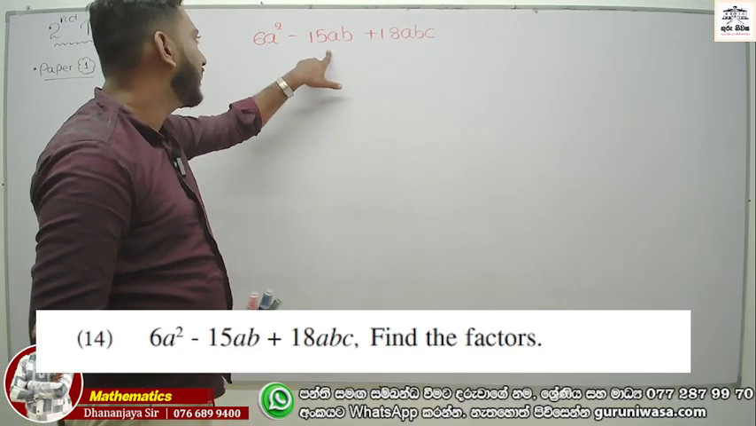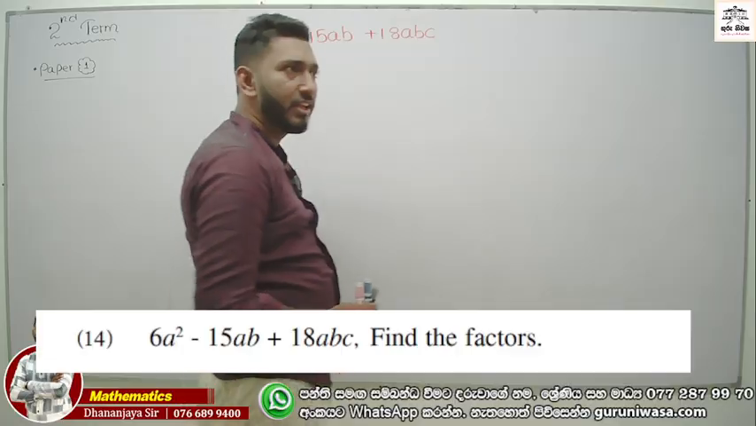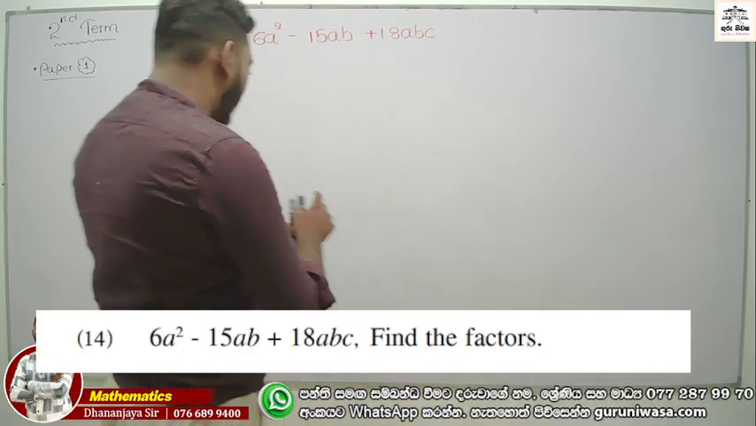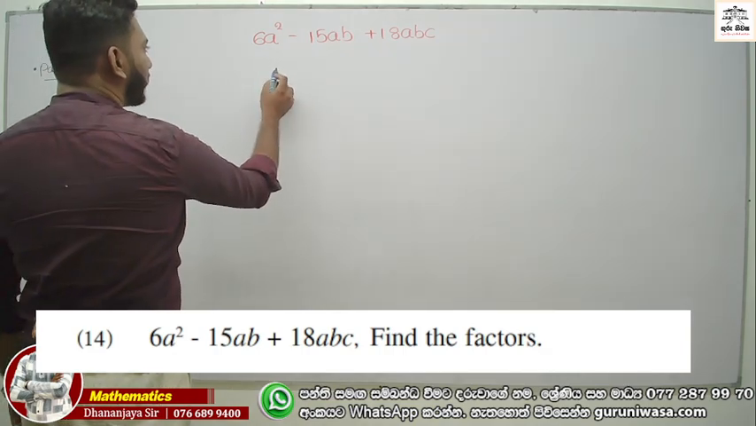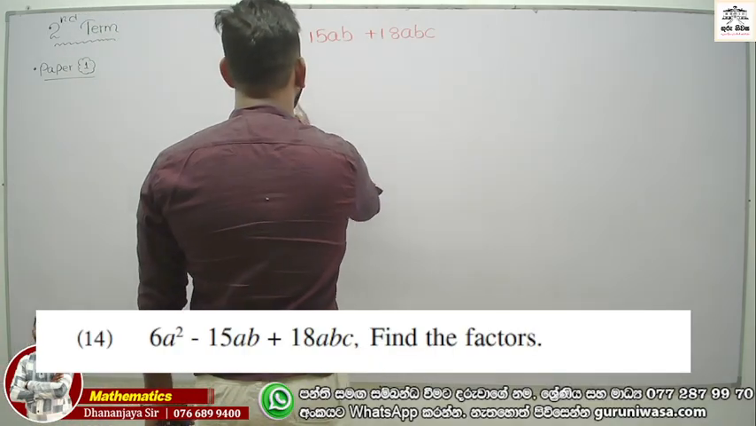18, 15, and 6. It should be 3. Yes or no? Yes. Now I'm going to take 3 outside of the bracket.